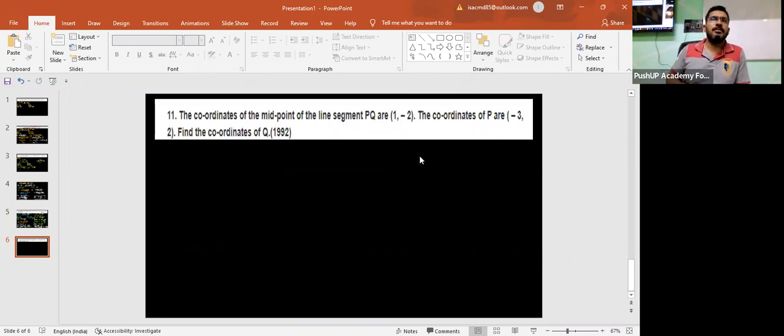Come somewhere in the front. Now you draw it. Every time I teach, I am drawing separate line segments. Yeah. You draw it and see.